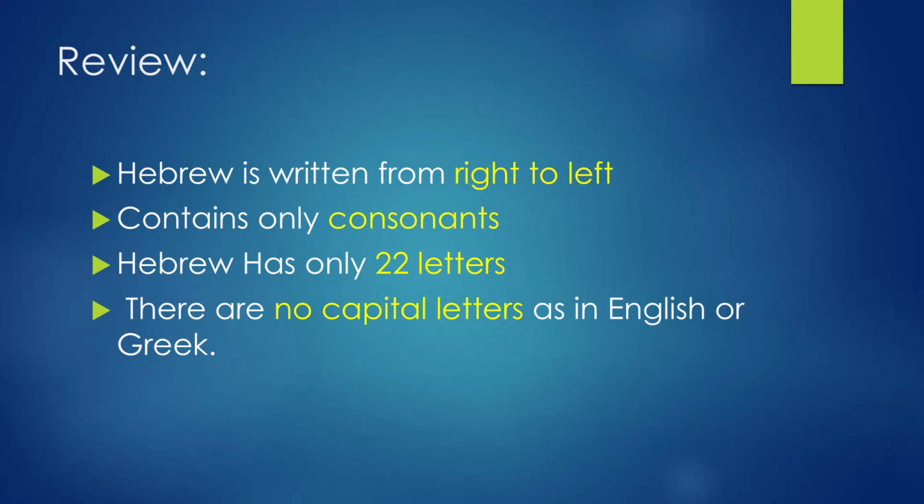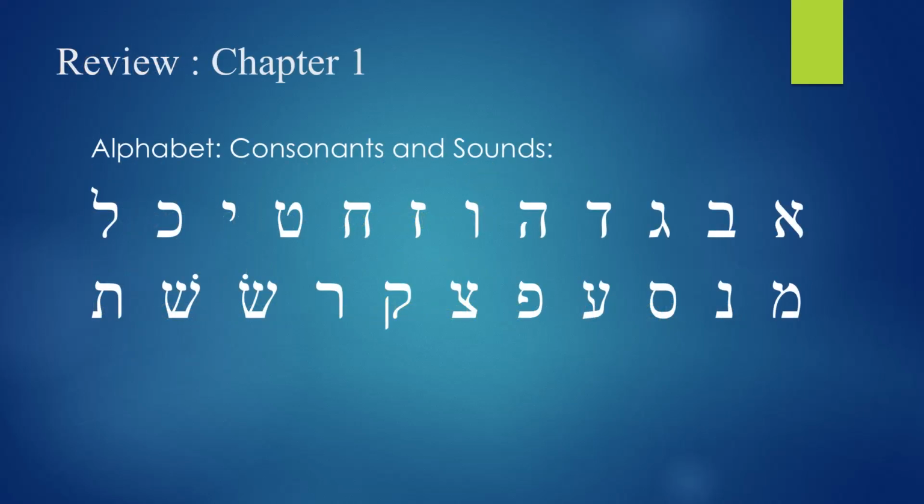And when we're looking at the alphabet, we said that the alphabet has only 22 letters. And we said that there are no capital letters as in the English alphabet or the Greek alphabet. So these are some of the important points in our previous chapter. So here is the alphabet that we looked at. We're looking at the Hebrew consonants, the Hebrew letters, and we saw how to write them and how to read them, how to pronounce them.